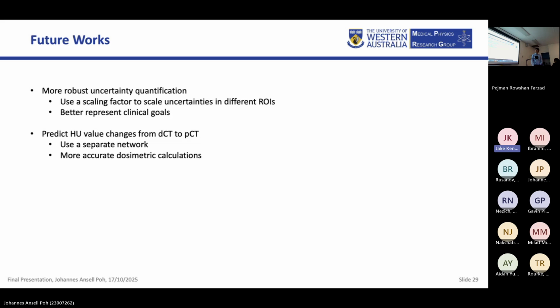Another future goal is to predict the HU value changes from the diagnostic to planning CTs. The HU values for the planning CT are standardized, but in diagnostic CTs, they can vary a little between different scans. Predicting the HU value changes using a separate network can potentially improve the dosimetric results and make them more accurate.